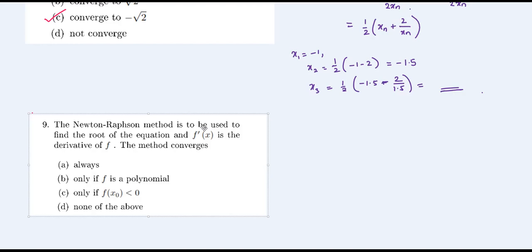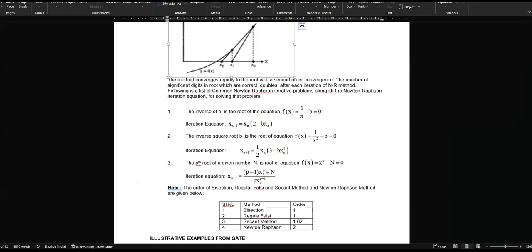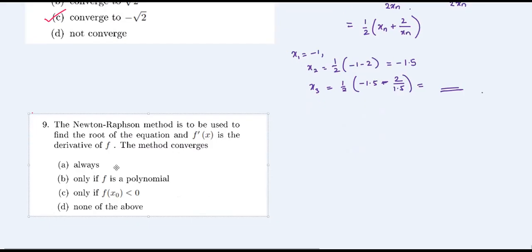Okay. The answer is this will converge if the approximation that we choose, the first approximation, should be close enough to the true solution. If it is too far from the true solution, this will not converge. That is with the Newton-Raphson method.